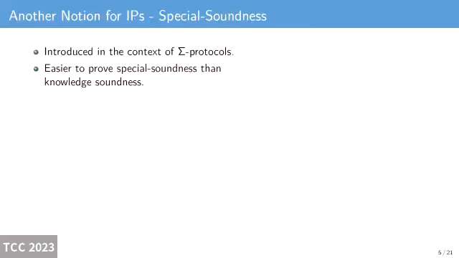So it's typically non-trivial to prove knowledge soundness. You have to construct this extractor. For this reason, more than 25 years ago, an alternative notion called special soundness was introduced. Benedikt already mentioned this notion. And it is typically much easier to prove special soundness than knowledge soundness directly.